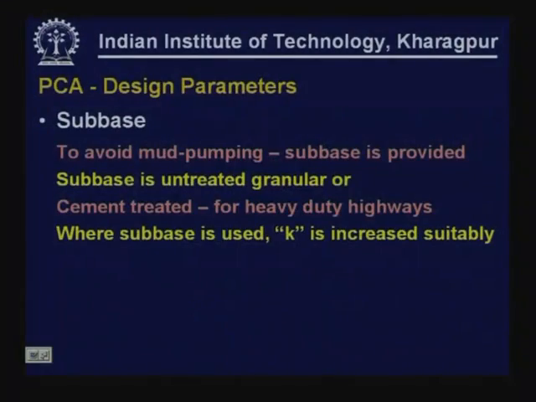If you recollect, IRC 58 recommends use of dry lean concrete as subbase, especially since IRC 58 is meant for high volume roads like national highways and other heavy traffic roads. So, dry lean concrete is what is recommended there. PCA also recommends that you can either use an untreated granular subbase or cement treated bases. Where subbase is used, obviously the K value will have to be increased suitably.